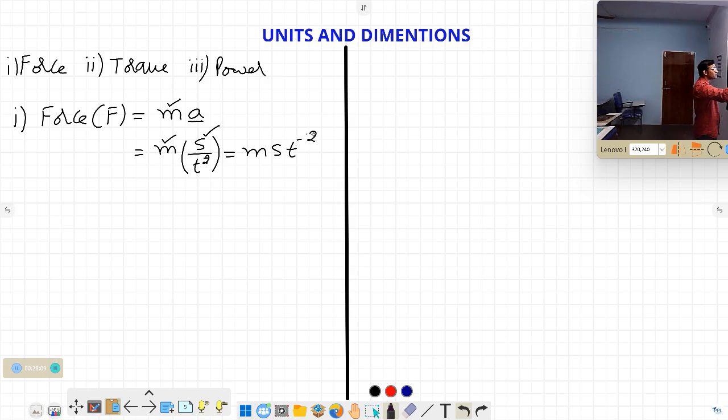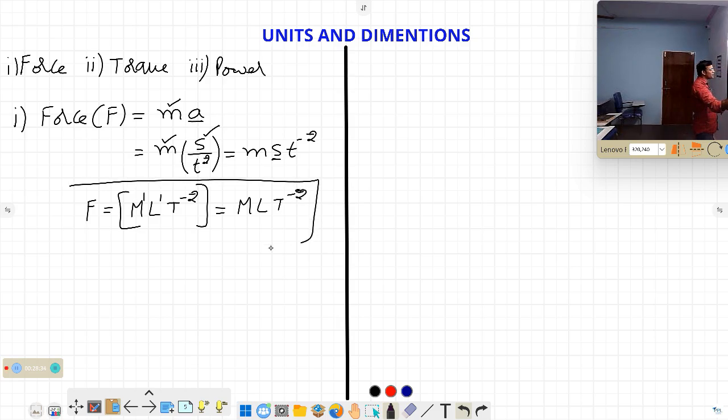If you bring it upwards, it becomes t power minus 2. Now I can write the dimension formula for this one, F equal to capital M. M is nothing but power 1, M1. S, distance, we are measuring in terms of length, power is 1, and time is raised to minus 2. So the dimension formula we can simply write is MLT minus 2 for this physical quantity, force.